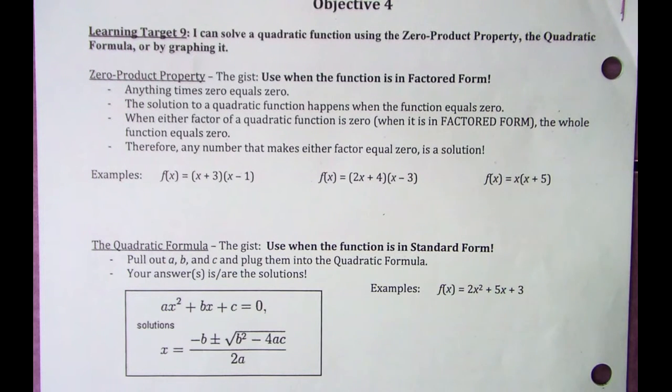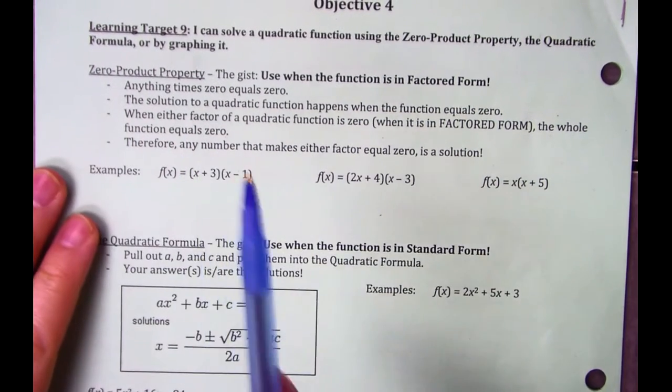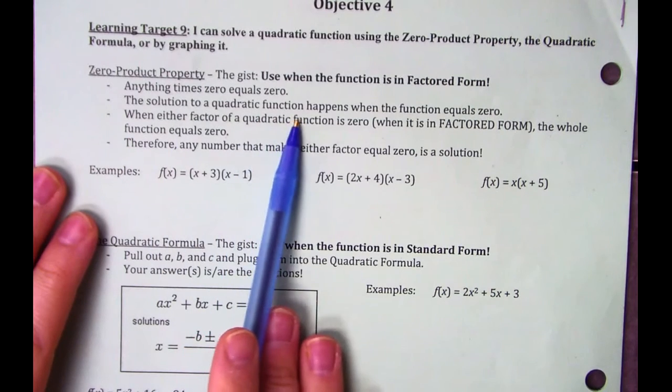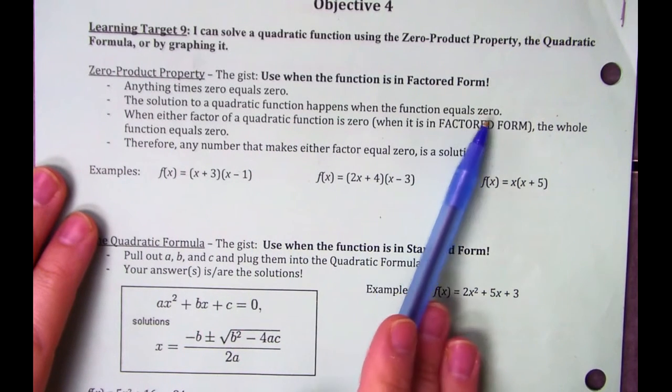Remember that the solutions are the x-intercepts. So to solve the function, we need to find the x-intercepts. When we talk about quadratic functions and solving them, that's what we're talking about, just finding the x-intercepts. Now remember, the x-intercepts happen when y is 0. So the solution to a quadratic function happens when the function equals 0.